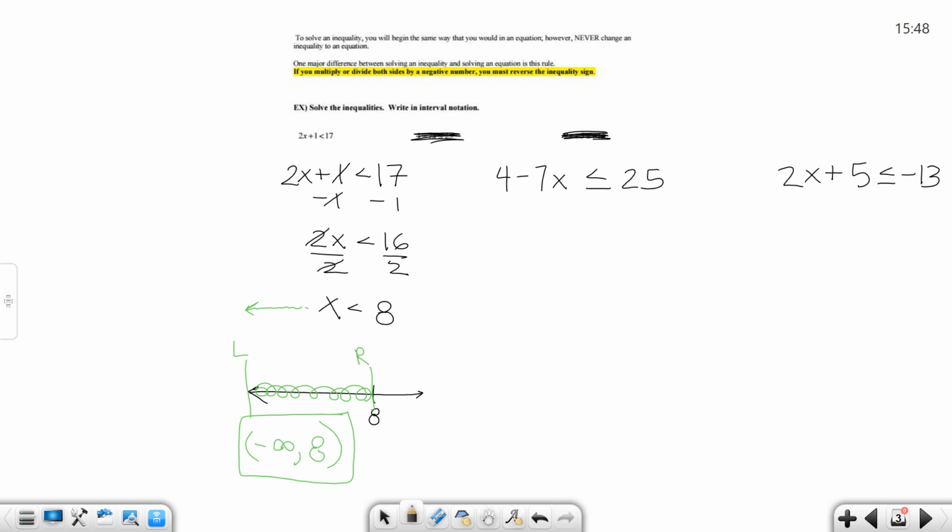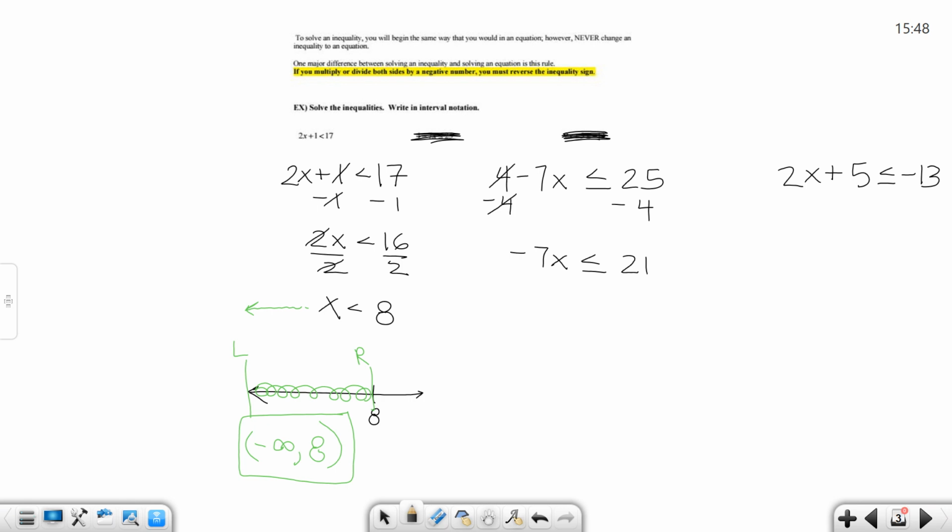Okay, these aren't too bad. So here's our second one. I need to get the x by itself. So to get the x by itself, I'm going to subtract 4. So negative 7x is less than or equal to 21.